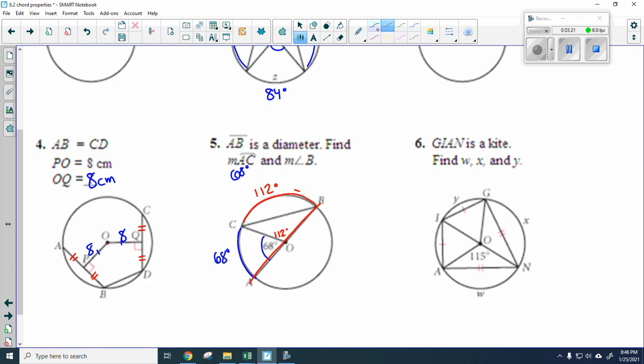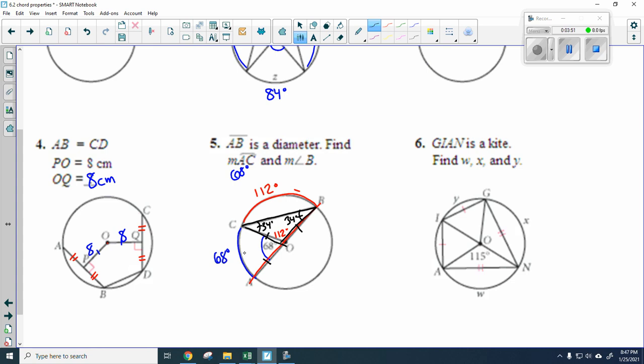Now something I've tried to get you in the habit of doing, hopefully you are at this point, is marking radii congruent. Now we've got 3 of them here, but particularly I care about the 2 that are in this triangle because this now is an isosceles triangle, which means that these 2 angles have to be the same. So we've got 112, subtract that from 180, that leaves you with 68 degrees, and then we can cut that in half. These are both 34 degrees.